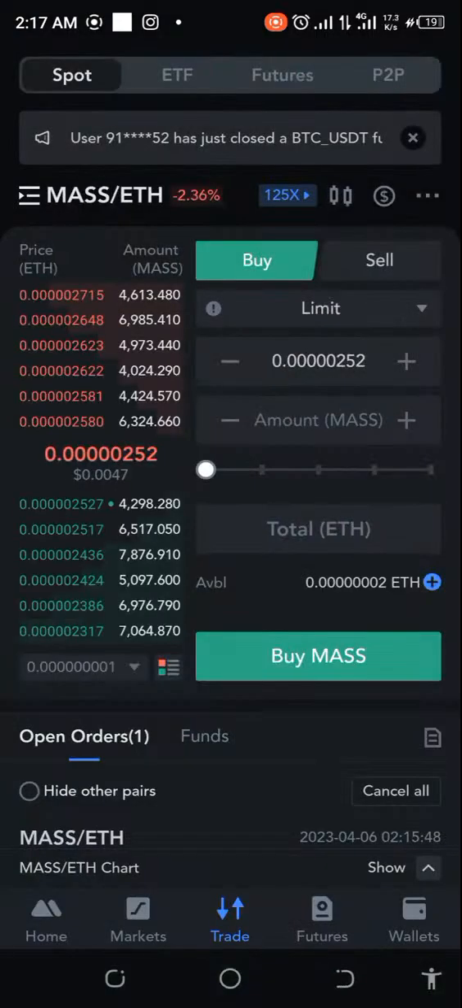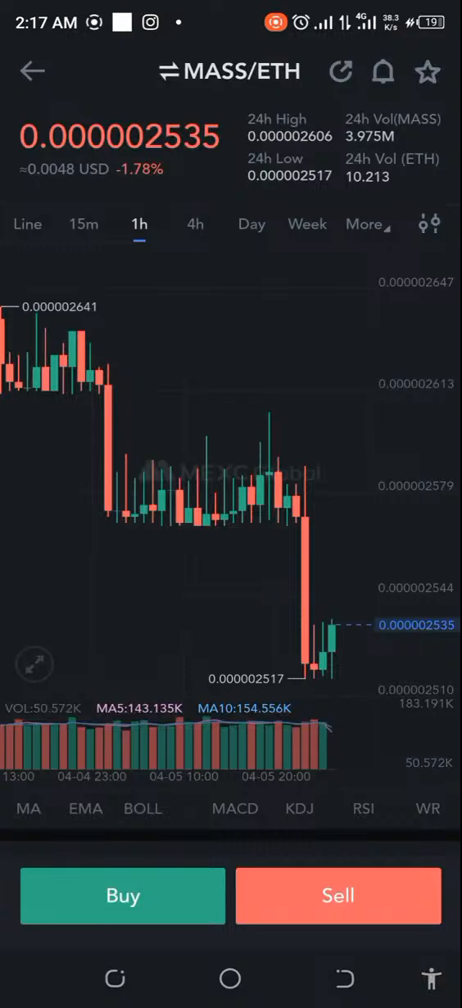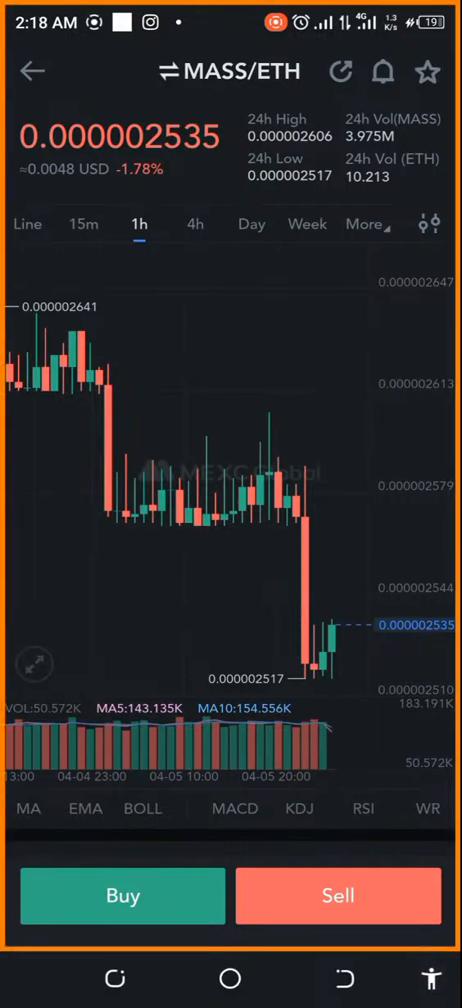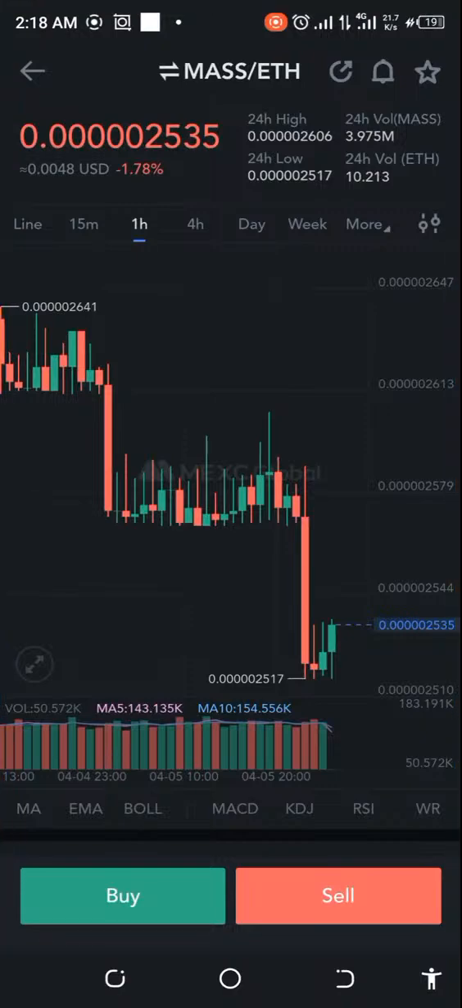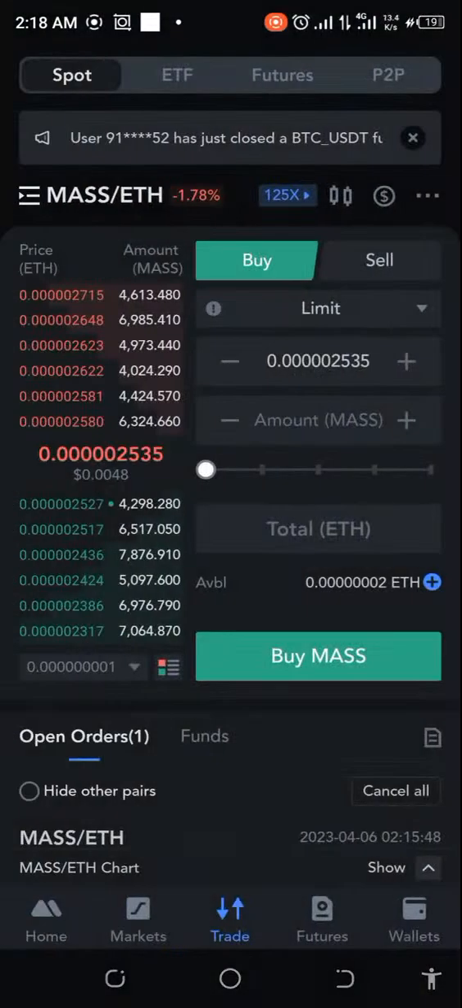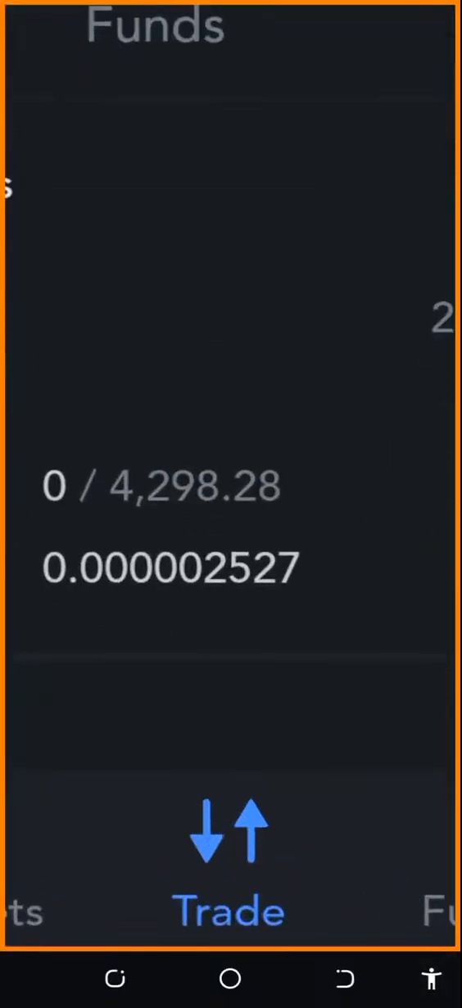Okay. Let's just check that again and then just see what's happening there. So we will check the chart and see what it is looking like. Let's look at the chart. It's actually pumping. It's actually pumping. That means that we really need to go back a little downwards because it's 2535 now. What did we say? Has this gone? No, it hasn't. Okay, what we wanted to buy, we bought it at 2527.